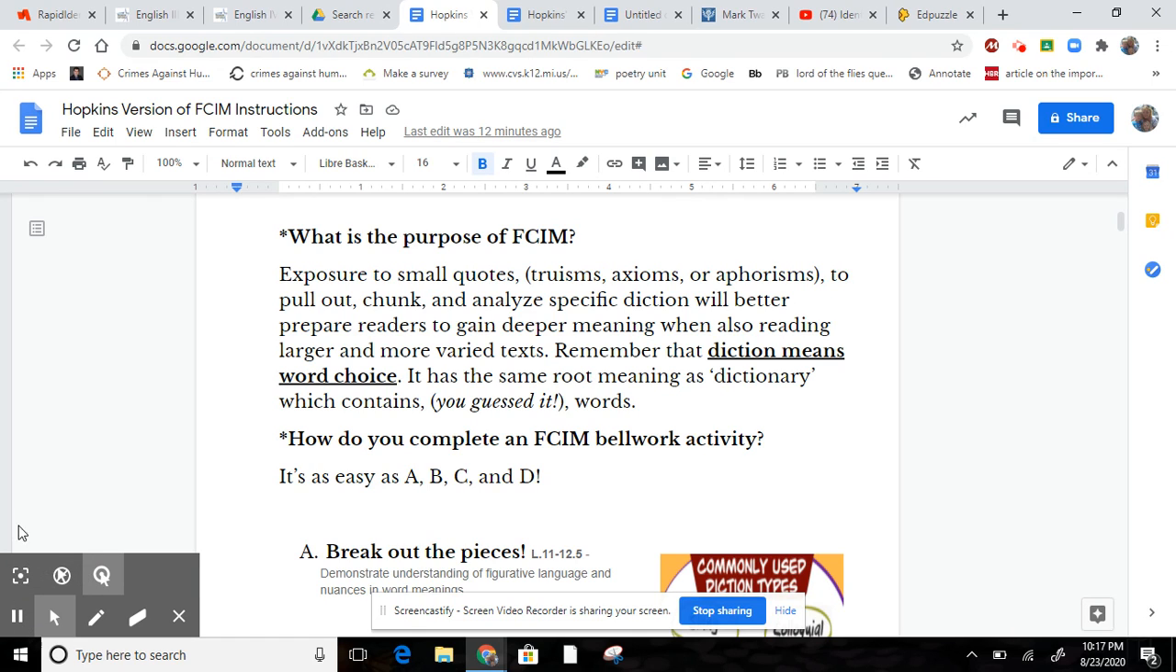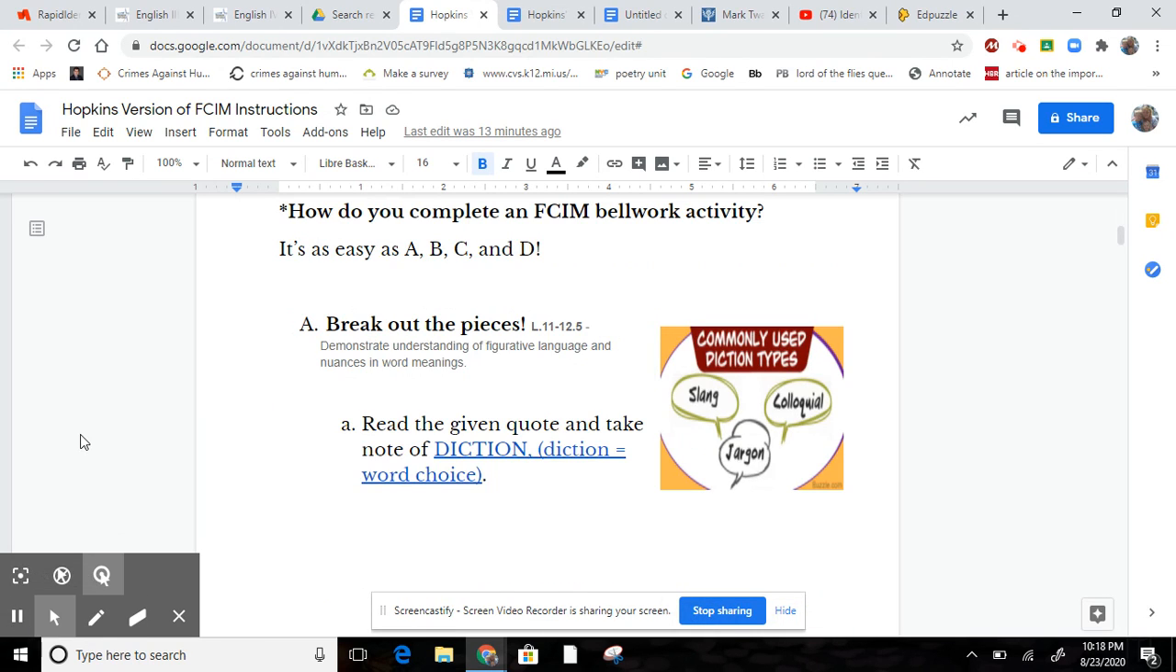Remember that diction means word choice. It has the same root meaning as dictionary, which contains, you guessed it, words. So, how do you complete an FCIM bell work activity? It's as easy as A, B, C, and D. So there's 4 parts. You'll complete each of these 4 parts in a graphic organizer, which I will show you below. But I wanted to go over each section to make it clearer what you're expected to do.